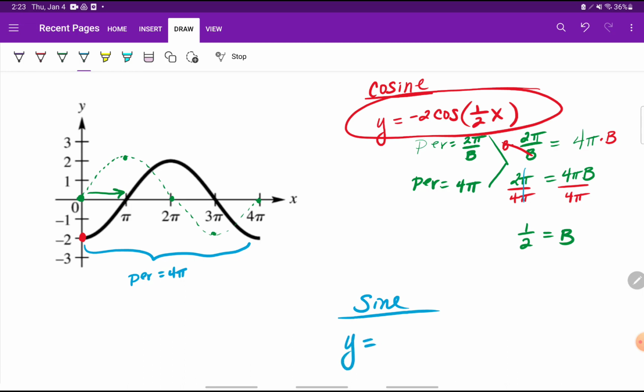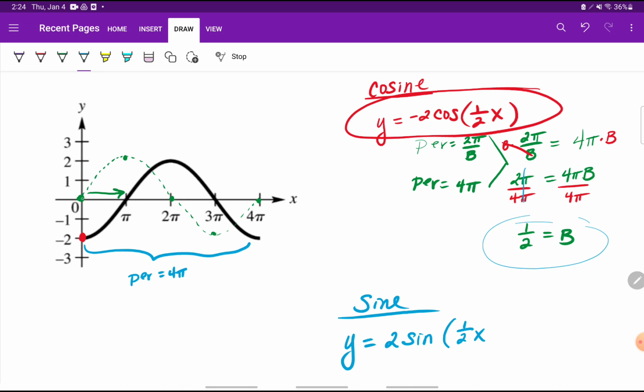So y equals, we can see that the amplitude is 2. And since we started at the origin and then went up first, that means that our 2 is going to be positive. So y equals positive 2 sine. Our pattern is still repeating every 4 pi. So the period here is the same as the period above, which means that our b value will be the same. But this one is going to have a phase shift.